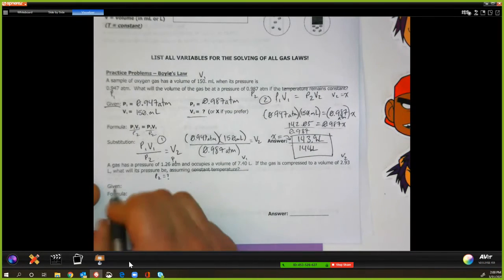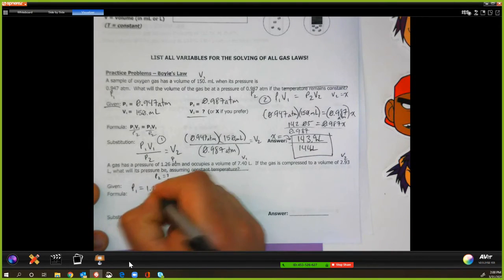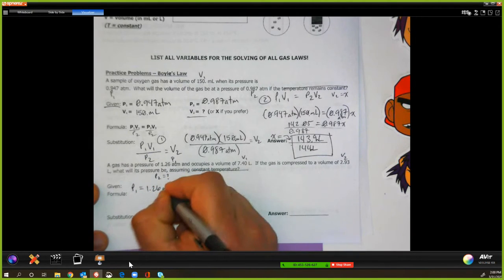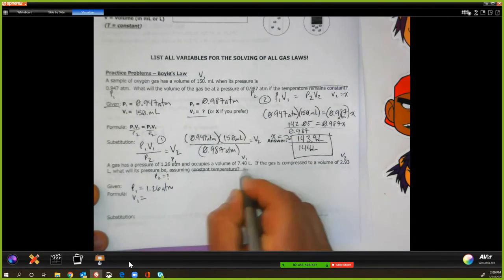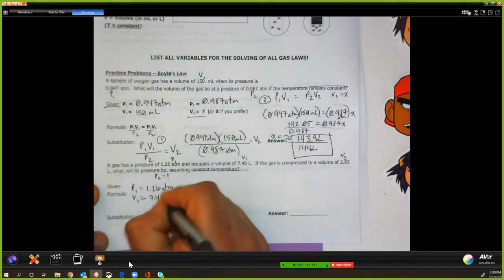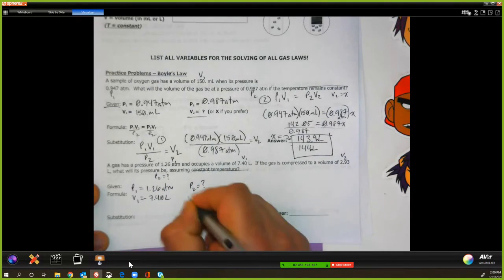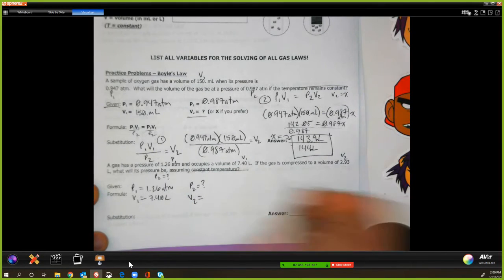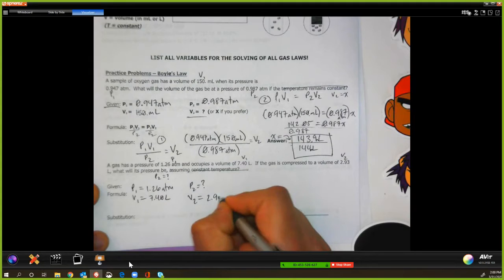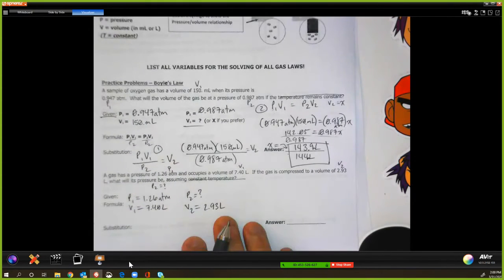So our given is P1 is equal to 1.26 atmospheres. V1 is equal to 7.40 liters. P2 is what they want us to solve for. V2 is equal to 2.93 liters. Okay. So go ahead and, I'll give you a minute to try and solve that.